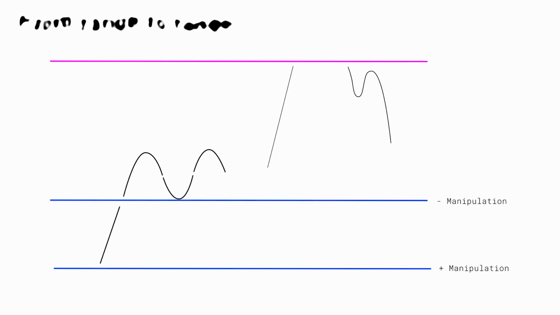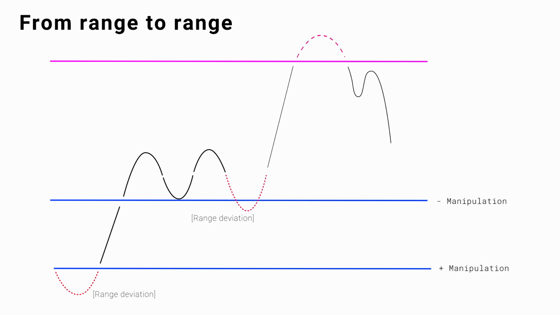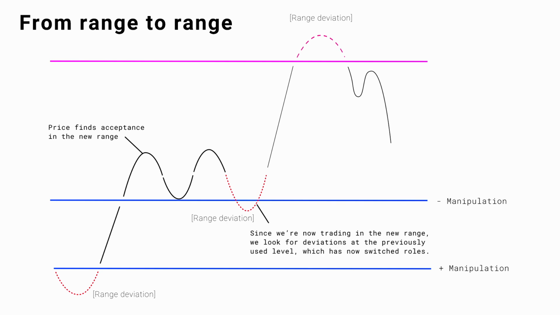But what happens when we start trading out of the current range? How do we start interacting with the new range? Once price finds acceptance into the new range, we want to shift focus onto the new range and we look for the same scenario: a price deviation at the level that has now switched roles, followed by price returning into the range, providing us with an opportunity to take a position.